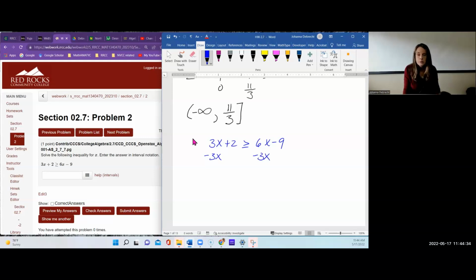That's going to put the variables on the right side of the inequality, which means the negative 9 should go to the left. I'm going to add 9 to both sides.